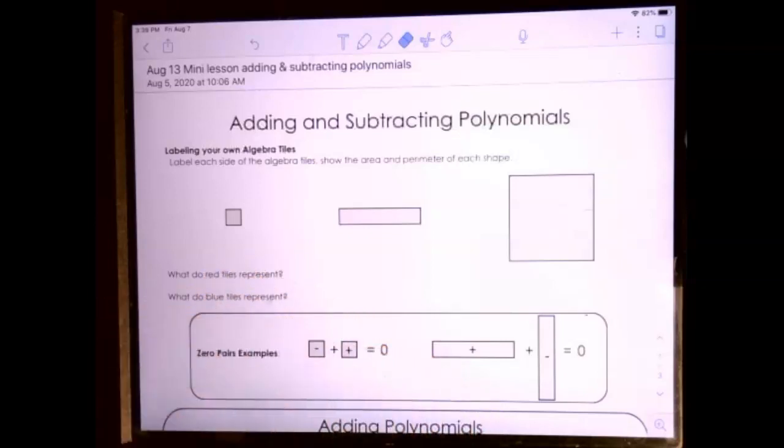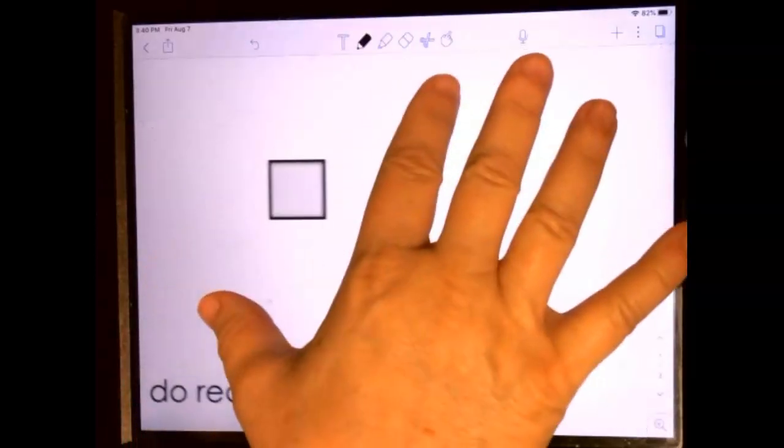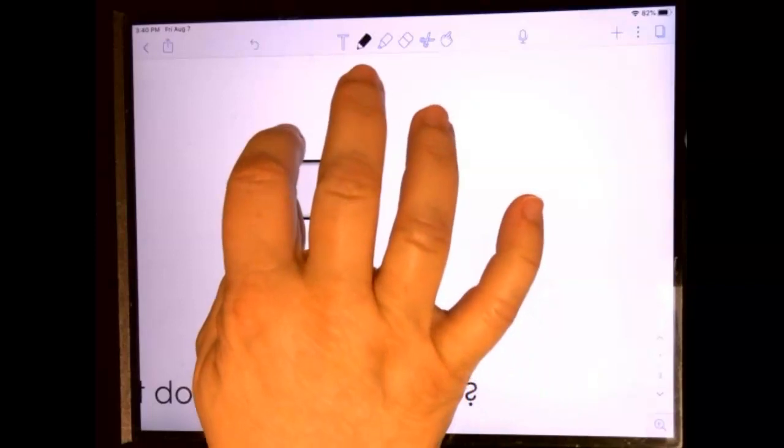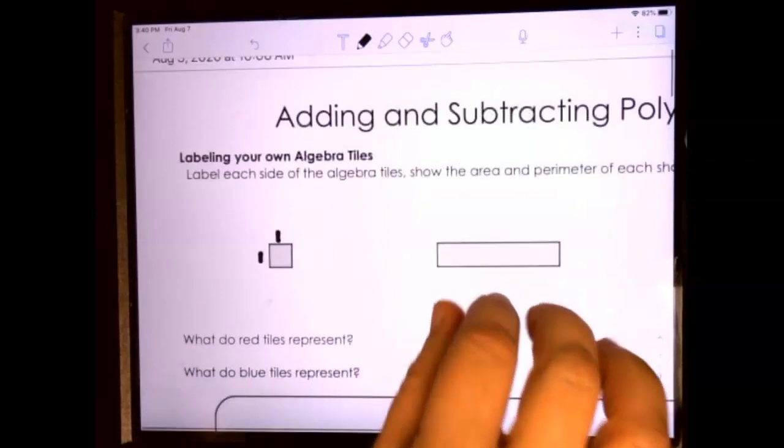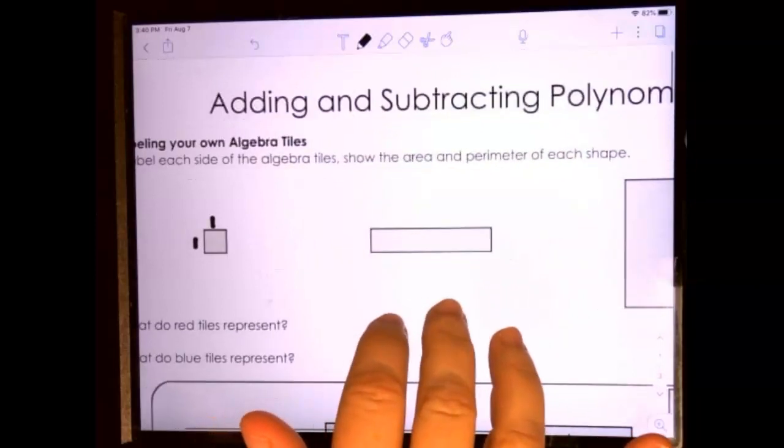The first part of this says labeling your own algebra tiles. Well, we're going to use algebra tiles in order to be able to model equations. So the size of the algebra tile represents different things. The first one is just a square. So we're going to call it a 1 by 1. That's our label, 1 by 1.